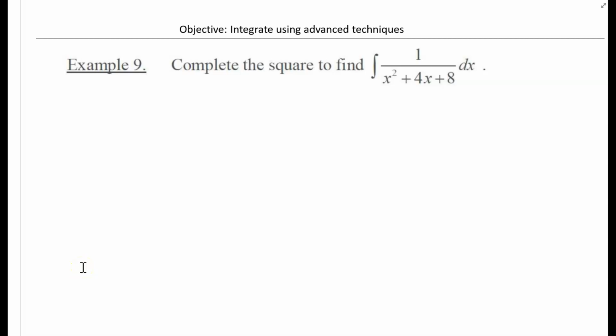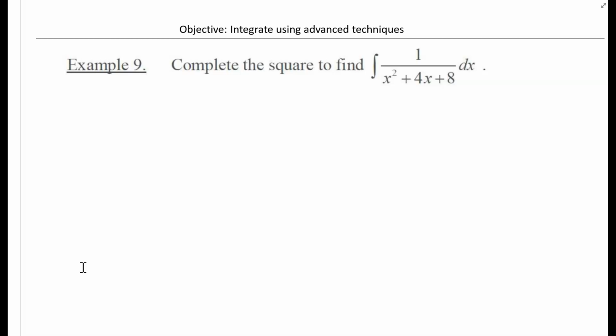Hello, welcome back to the second video in 6.6, integration involving inverse trig functions and advanced integration techniques. Our objective is to integrate, specifically with advanced techniques, for the next three examples. For this example, we're going to reintroduce this idea of completing the square.